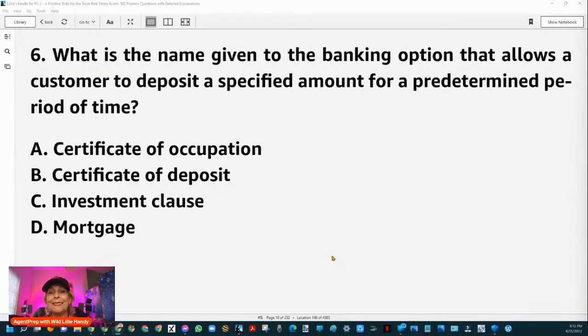Okay, it's not D. So the answer here is a certificate of deposit. When the interest rates in the bank are really low, then individuals will put money into certificates of deposit, which are called CDs, in order to make a little bit more money on the money that is in the bank.